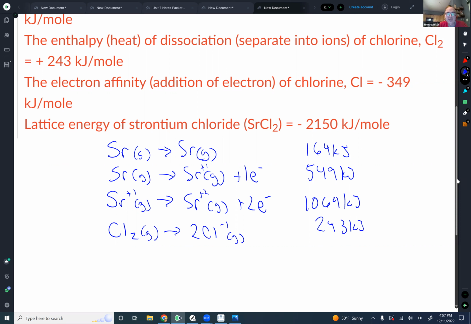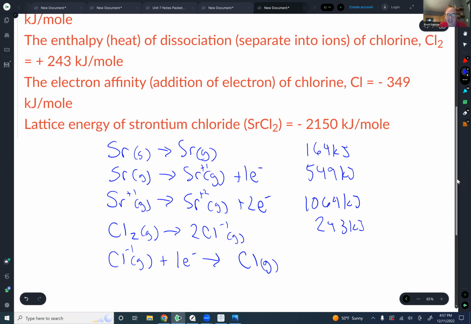And then the electron affinity. So these chlorines are going to do the reverse. These gas chlorine atoms are going to add one electron. Well, in that process, they become chloride ions. Now, they don't like to be by themselves, but that's okay, because we will then add it to the strontium here in just a second. And this one actually ends up being negative 349.